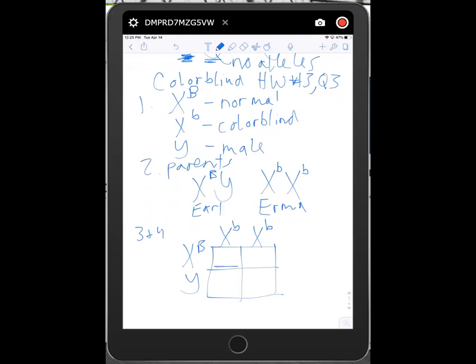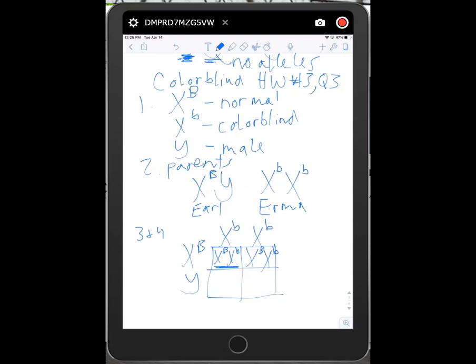So in this one, you'd have X to the big B, X to the little b. So that'd be a normal girl. She'd have a normal vision. She would not be colorblind. And then look at this one, X to the little b, big B, X to the little b. That would be also another normal girl because she has at least 1 copy of the dominant normal vision.